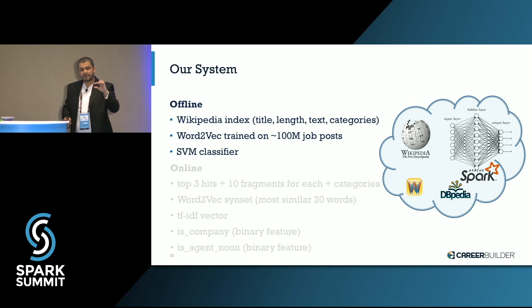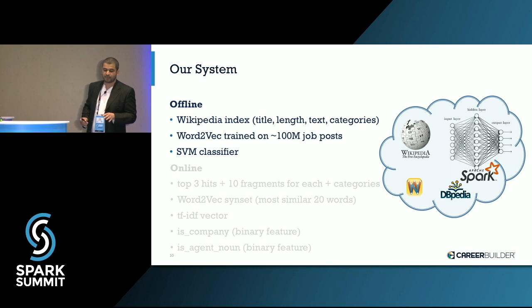And then we feed those features that come from Wikipedia and the synonyms that we got from Word2Vec to an SVM classifier in order to recognize or predict the type of the term. Is this a skill? Is this a job title? We have 5 classes: skill, job title, company, school, and location. Those are the classes that we use.